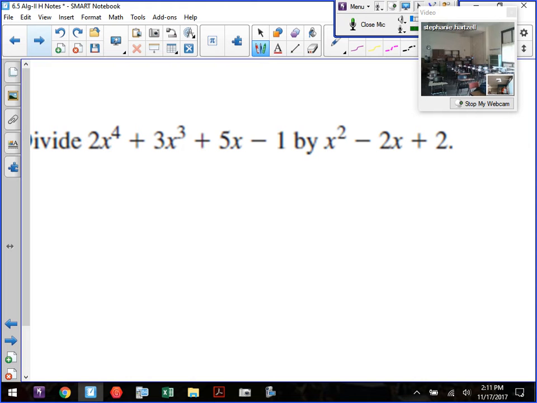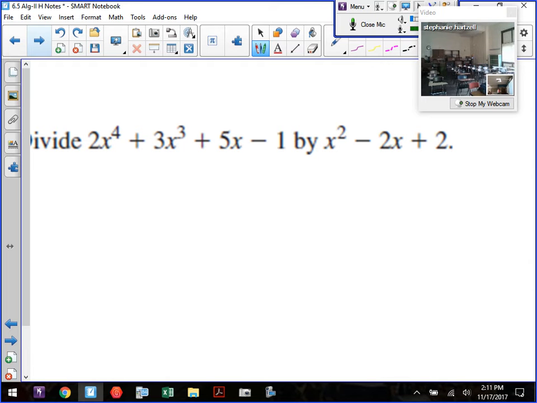I have 2x to the 4th plus 3x cubed plus 5x minus 1. And I want to divide that by a trinomial, x squared minus 2x plus 2. All right. Now, as you're writing these out, it's giving you in descending order a 4th degree polynomial.